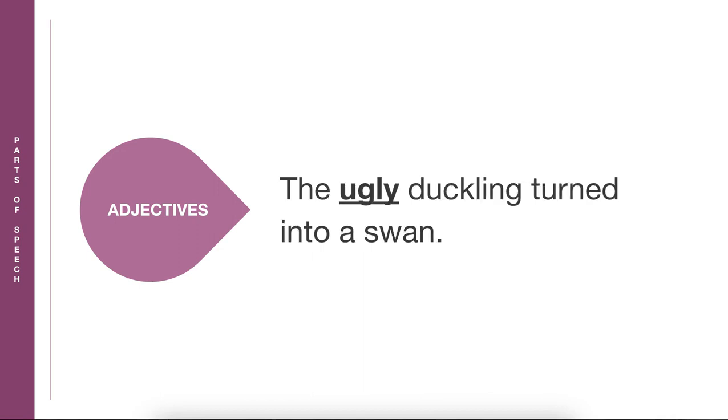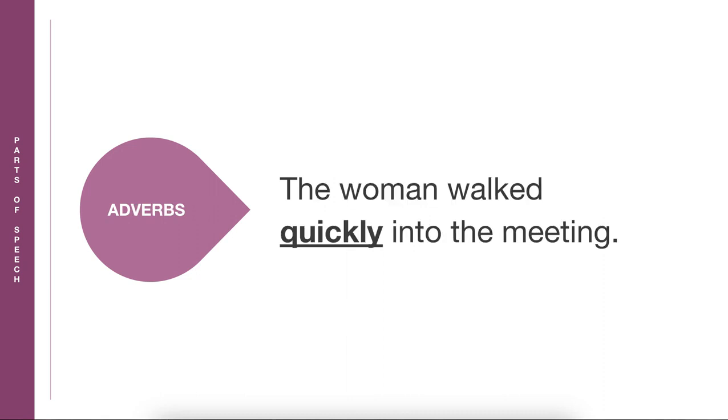Here's another example for you. The ugly duckling turned into a swan. Duckling is a noun. Ugly describes duckling. Therefore, ugly is an adjective. Adjectives are words that describe nouns. It's easy to mix up adjectives with adverbs because they both are descriptive words. However, adverbs describe verbs. That's why they have verb inside of them. And that's how you can keep them straight.